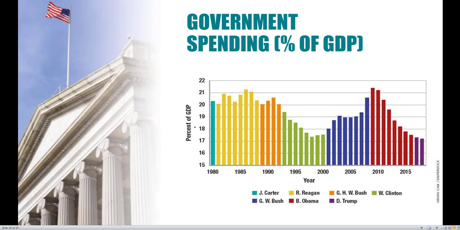So if we take a look over the years, depending on the type of administration and political parties that are in power, we do notice that this percentage is going to go up and down. So here we have Reagan, we have Bush Sr., we have Clinton. During Clinton's administration, we noticed that this percentage is going down. This is the first time that we ran a surplus in a very long while. He cut spending and also increased taxes.